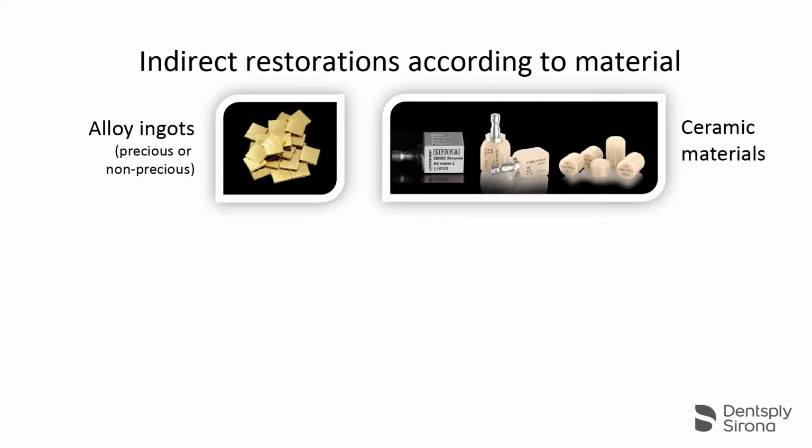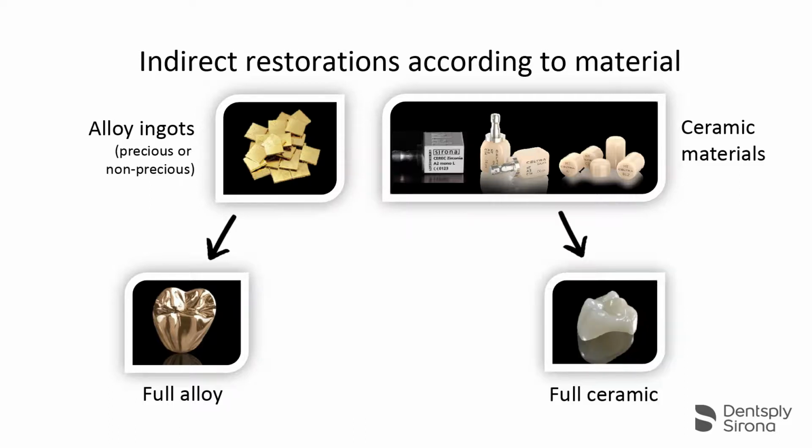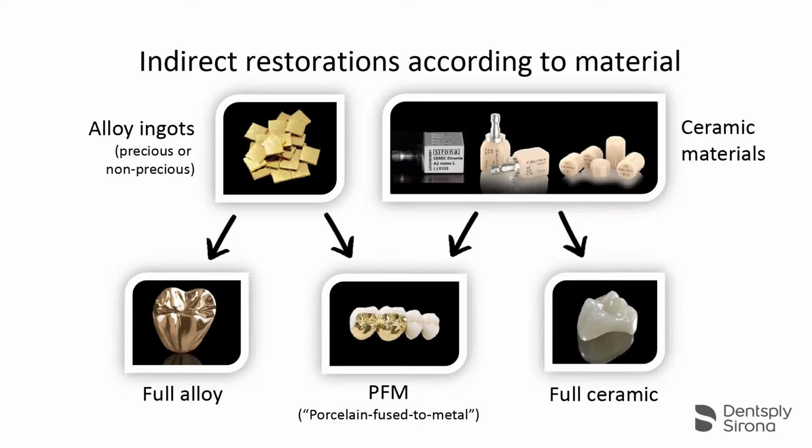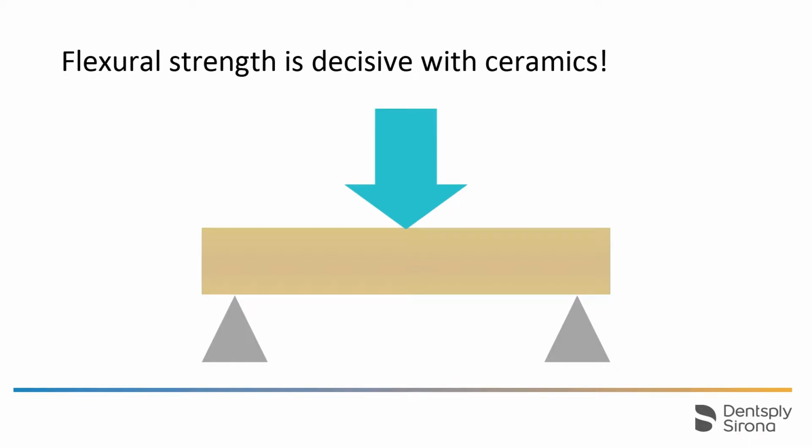Source materials for fabricating fixed partial denture restorations are on the one hand precious or non-precious metal alloys, and on the other hand ceramics. A crown or FPD can either be fabricated solely using metal or ceramic. Both materials can, however, also be combined. These are then referred to as metal ceramic or porcelain fused to metal. The framework of a porcelain fused to metal restoration is cast in metal and then veneered with porcelain.